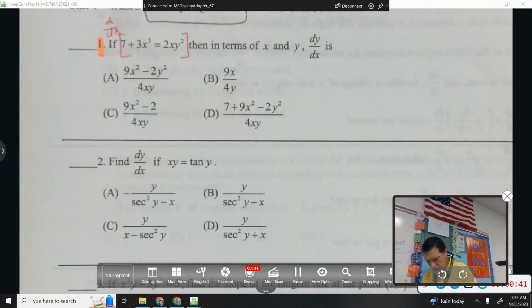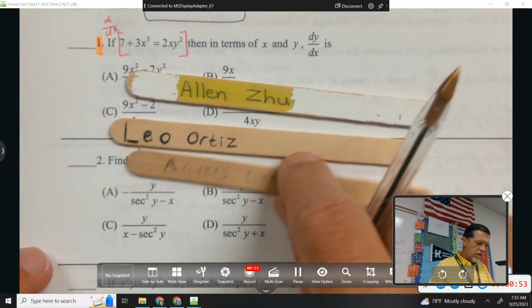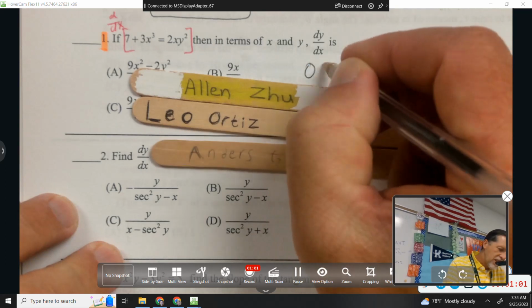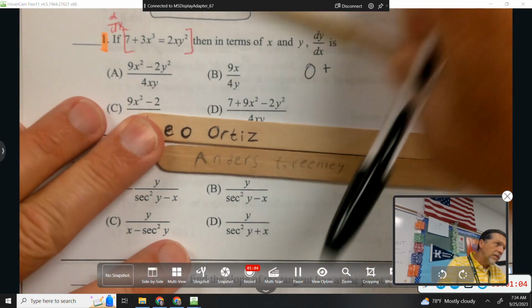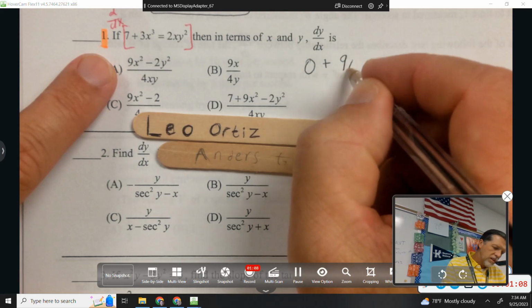Even though I'm recording, I can still use popsicle sticks to get some help. Three people's help here. Alan, how about 7? What's the derivative of 7? 0. Leo, how about the derivative of 3x cubed? 9x squared.